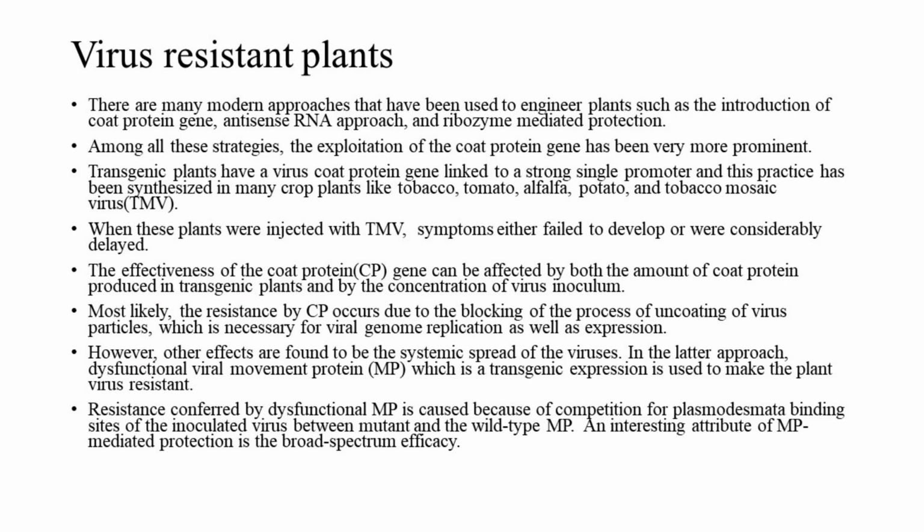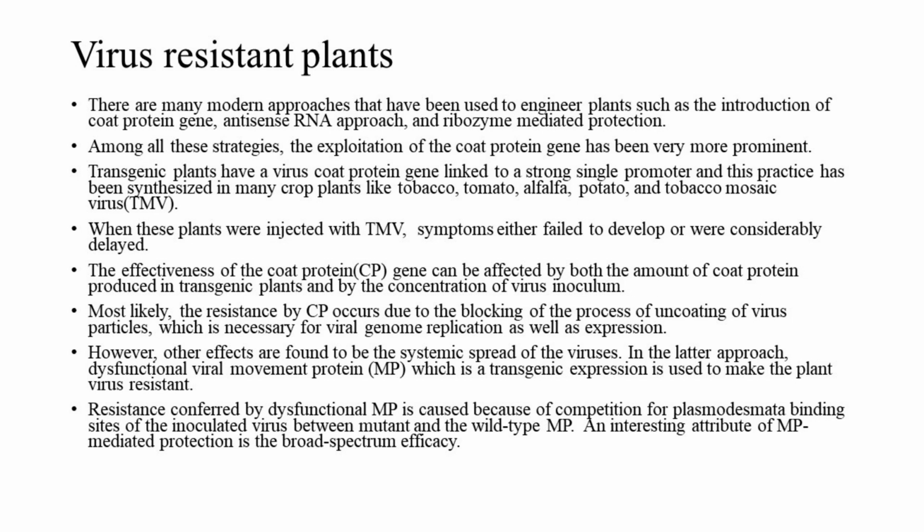Virus-resistant plants. There are many modern approaches that have been used to engineer plants, such as the introduction of coat protein gene, antisense RNA approach, and ribozyme-mediated protection. Among all these strategies, the exploitation of the coat protein gene has been very prominent. Transgenic plants have a virus coat protein gene linked to a strong single promoter, and this practice has been synthesized in many crop plants like tobacco, tomato, alfalfa, potato, and tobacco mosaic virus, TMV. When these plants were injected with TMV, symptoms either failed to develop or were considerably delayed.